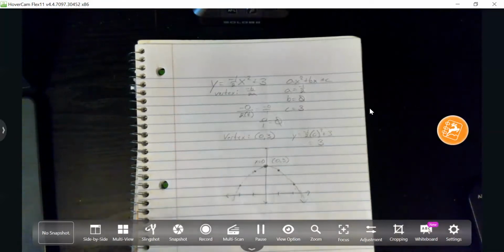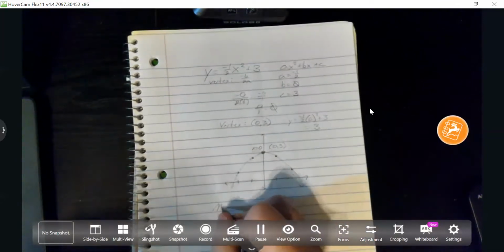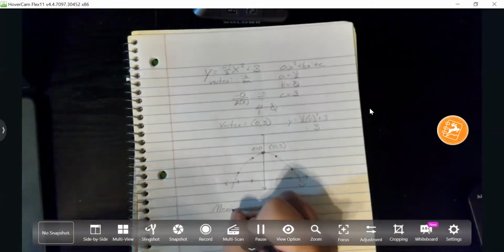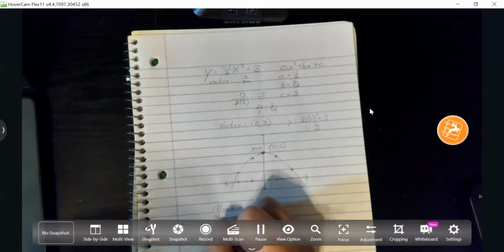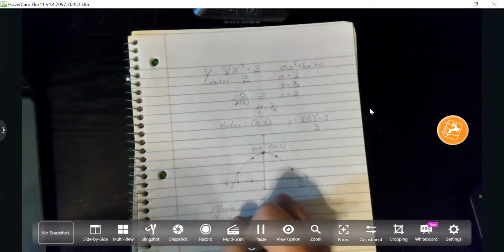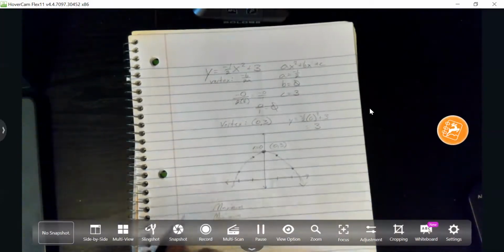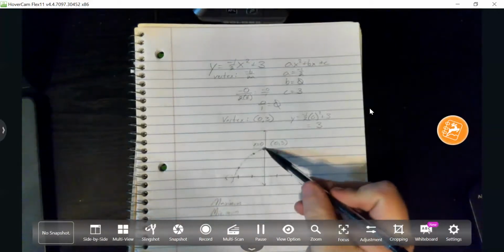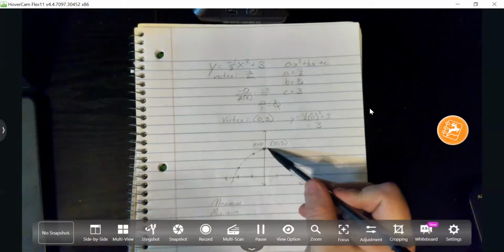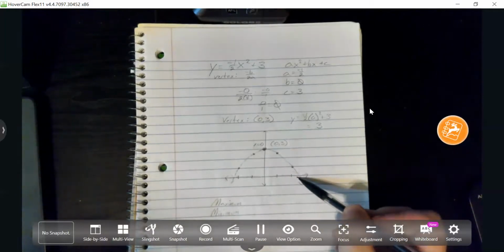Now, as I look at these parabolas, those vertexes also tell us something important. They give either a maximum or a minimum value for the parabola. So notice that when I look at this parabola here, it comes all the way up to this point and it never gets any higher than that. It goes all the way back down.